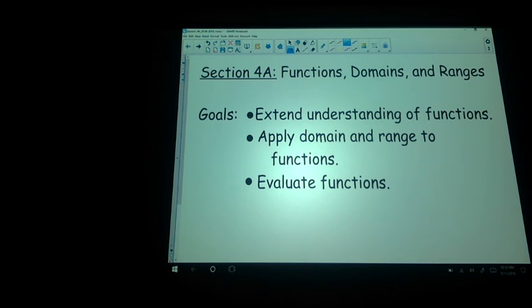So we're talking about functions, domains, and ranges. Okay? Domain goes with X, range goes with Y. Domain and range go hand in hand with each other. How I tell kids to remember domain and range: domain starts with D, range starts with R. They're alphabetical. Agree? X and Y are also alphabetical. So you know the domain goes with X, the range goes with Y because they're both alphabetical.